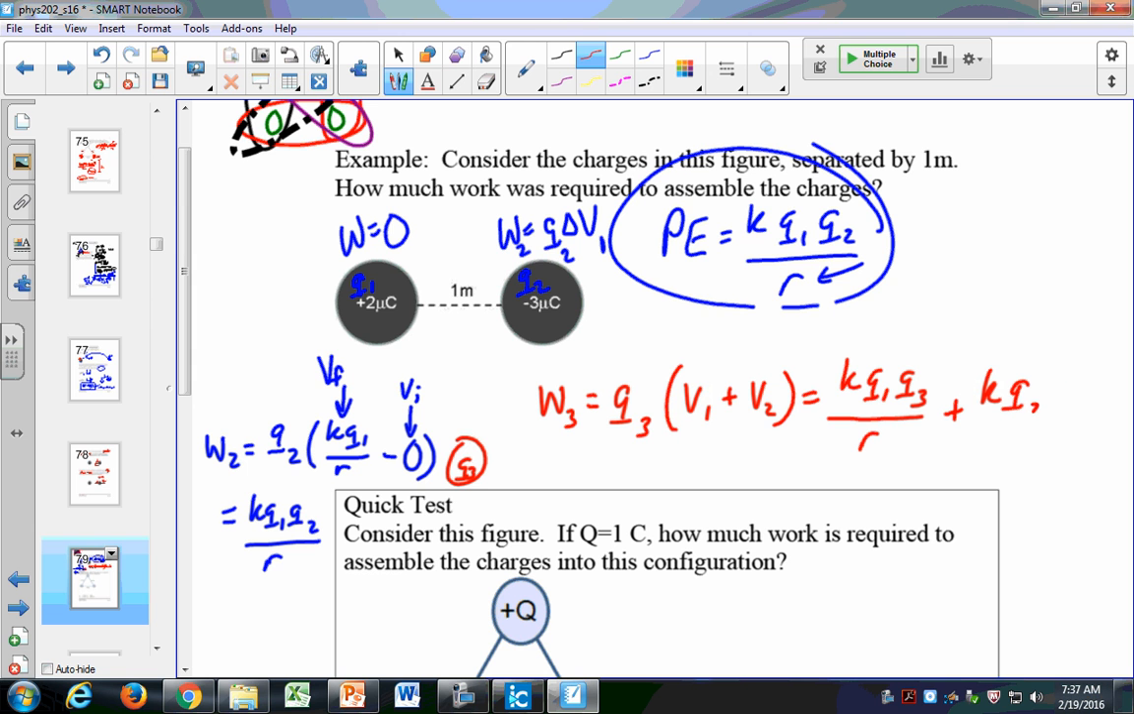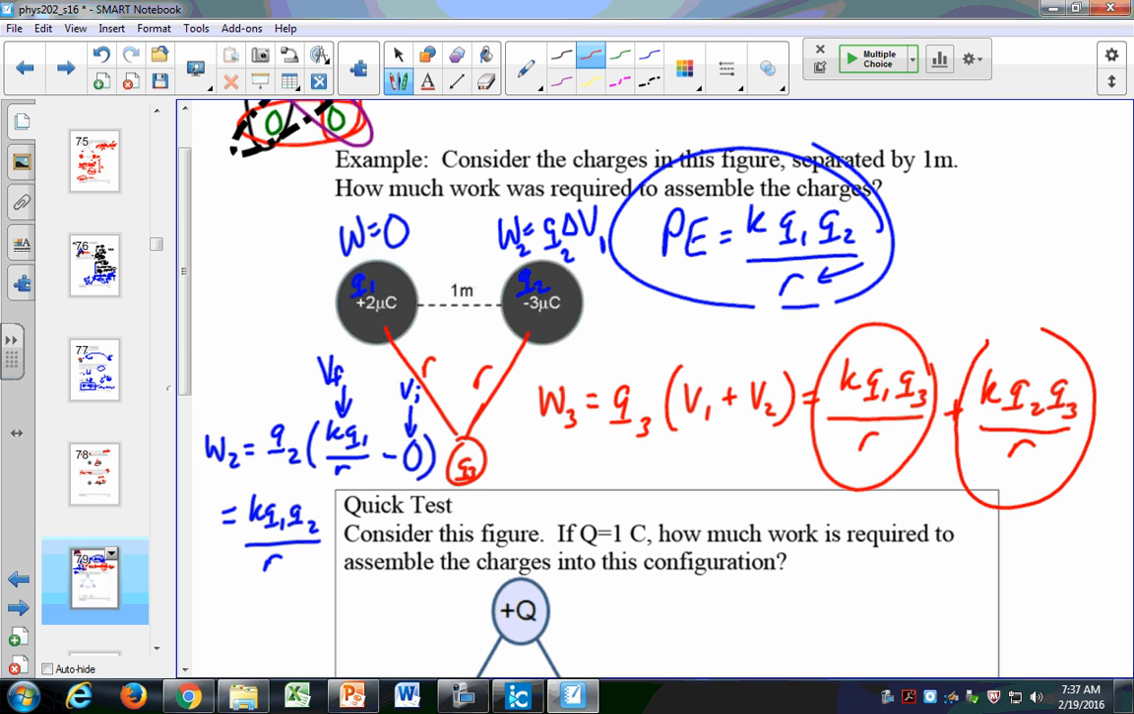Q2 Q3 over R, where R is this distance here, assuming that it's all 1 meter. So our total potential energy will equal this potential energy plus this potential energy plus this potential energy, or the total amount of work is equal to those 3 terms.